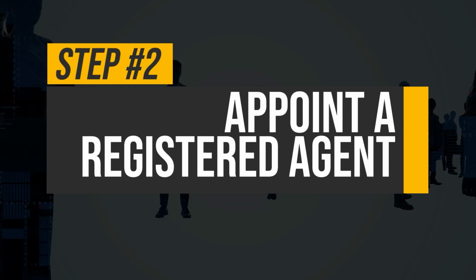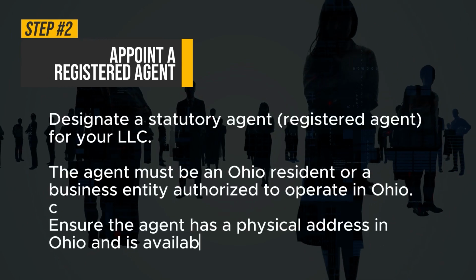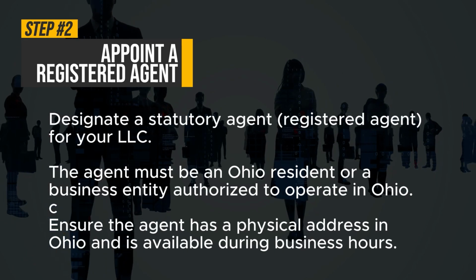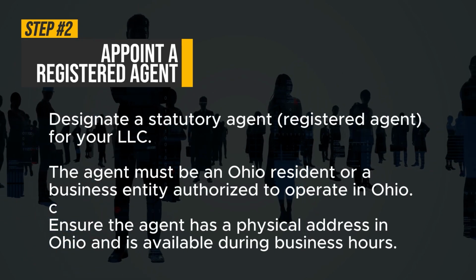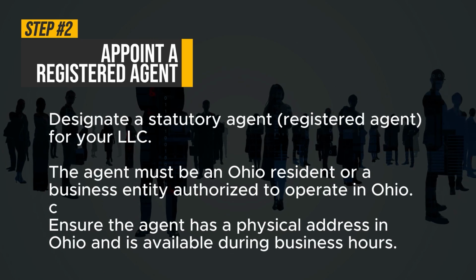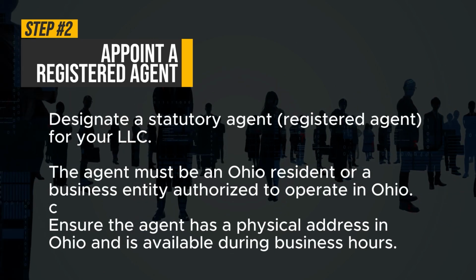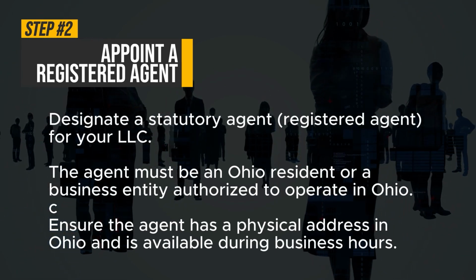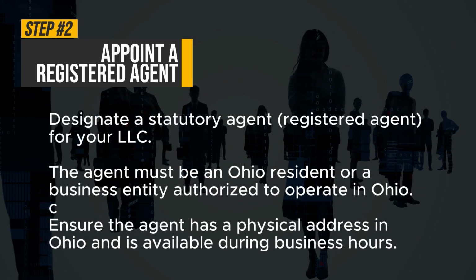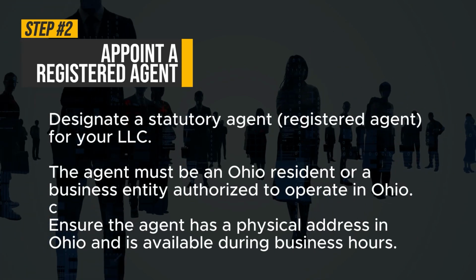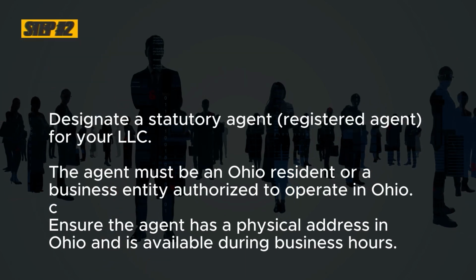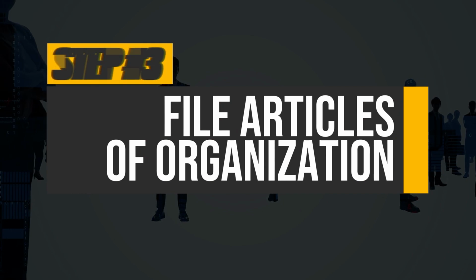Appoint a registered agent. Next, you need to appoint a registered agent who will act as your LLC's official point of contact for legal documents and government notices. This agent can be an individual resident of Ohio or a business entity authorized to conduct business in the state. The registered agent must maintain a physical address in Ohio and be available during regular business hours to receive important correspondence. Choosing a reliable registered agent is crucial as they play a key role in maintaining your LLC's compliance with the state regulations.